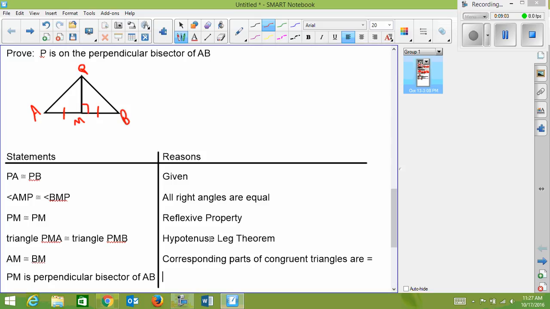So PM is the perpendicular bisector of AB. I can just say by the definition of perpendicular bisector to prove that.